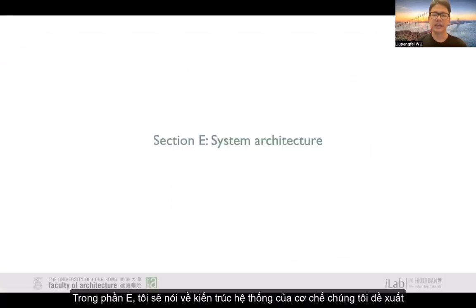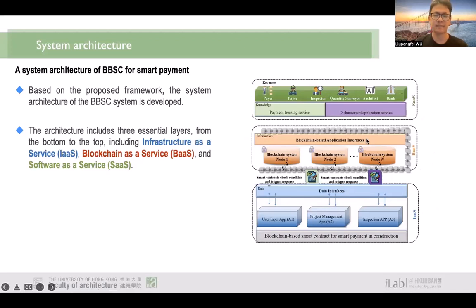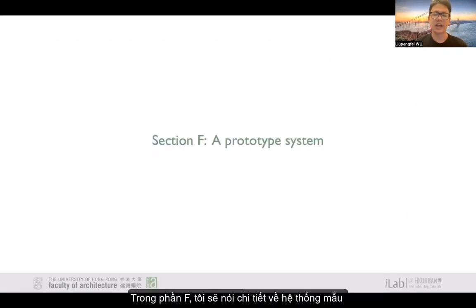In section E, I will talk about the system architecture of our proposed framework. The system architecture has three layers from the bottom to the top: infrastructure as a service, blockchain as a service, and software as a service. In section F, I will talk about the details of the prototype system.